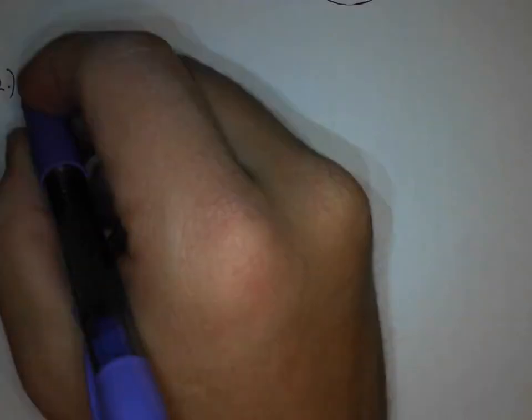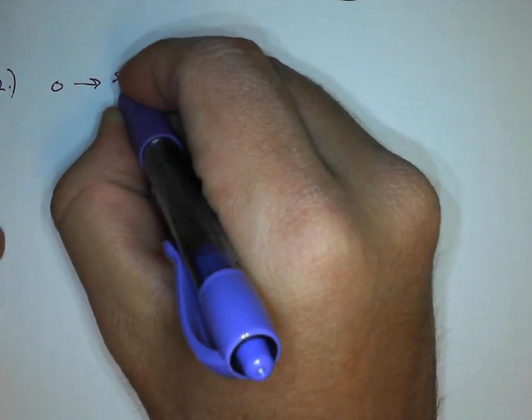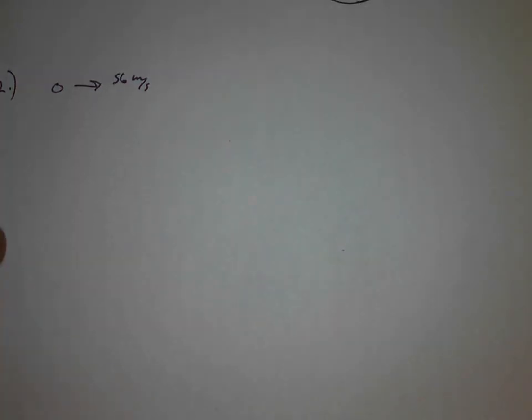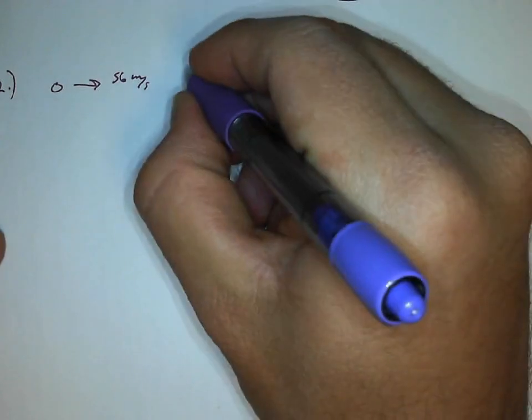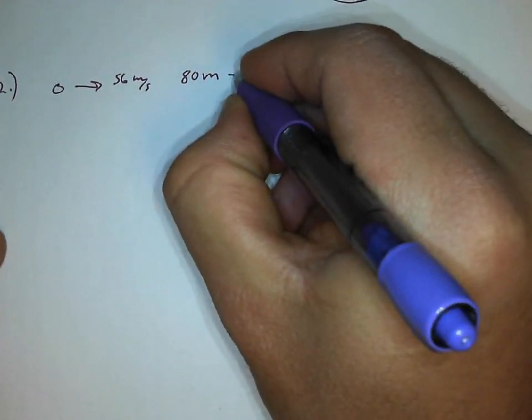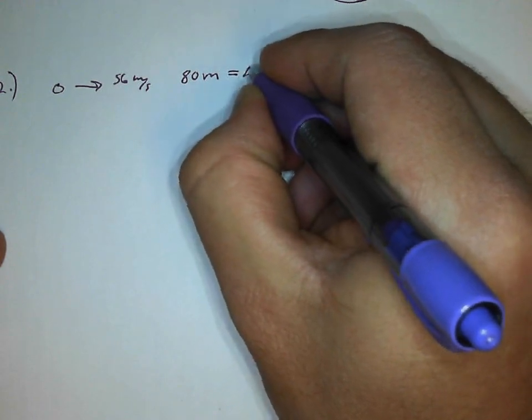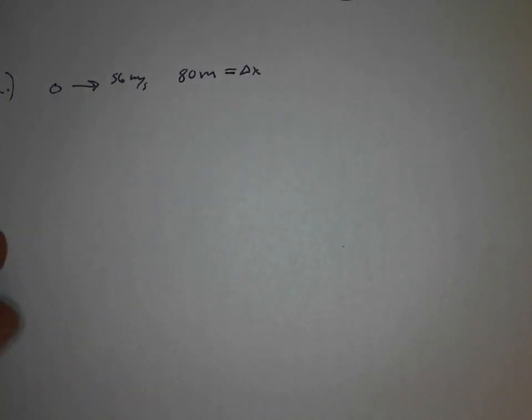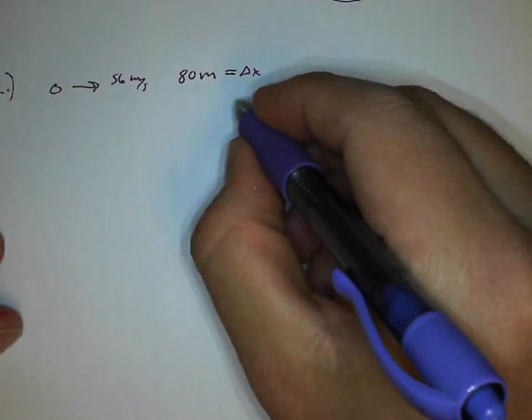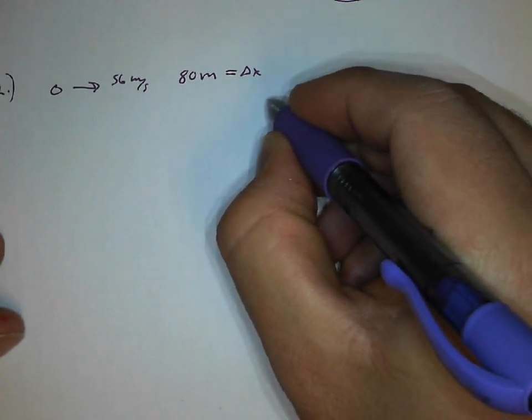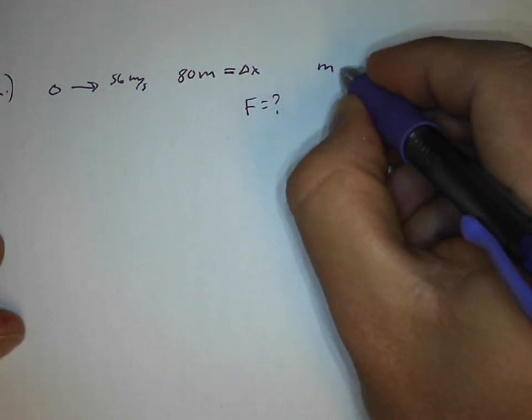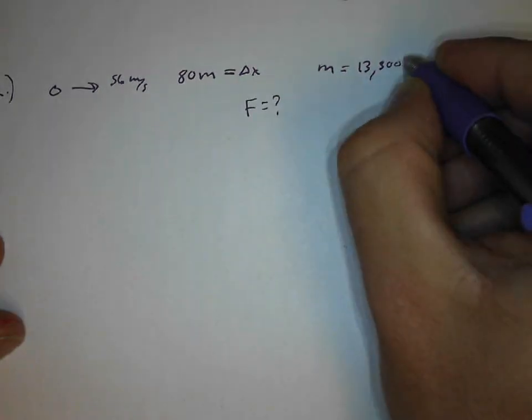So let's say that I have an airplane that can accelerate from 0 to 56 meters per second in a distance of 80 meters. So we'll just say that's our delta x. It's 80 meters. And we want to know what the average net force is acting on that airplane. And so we're looking for F, and we have a mass of the airplane at 13,300 kilograms.